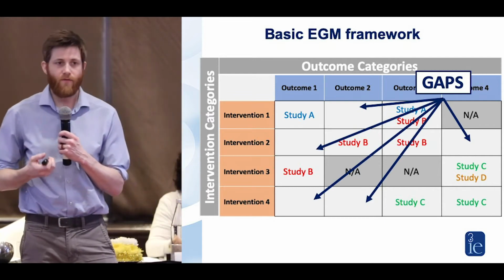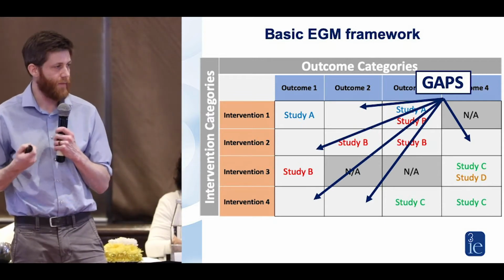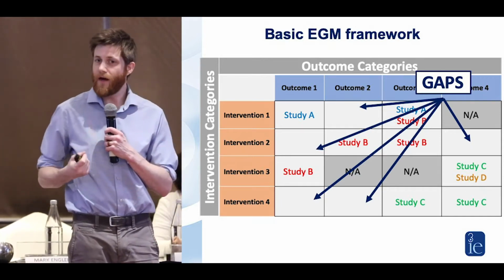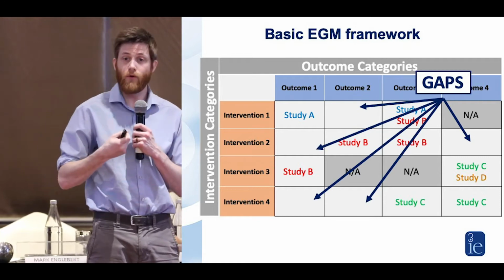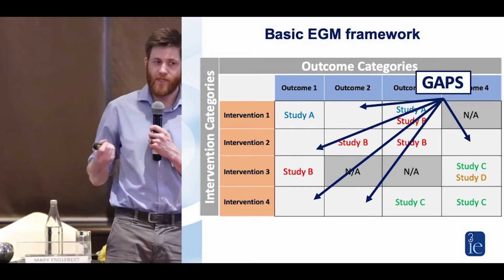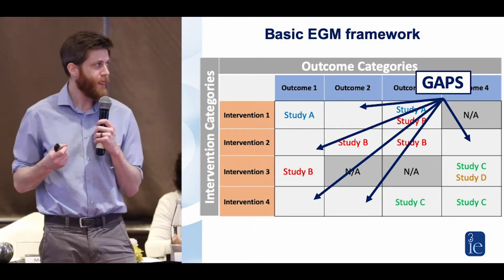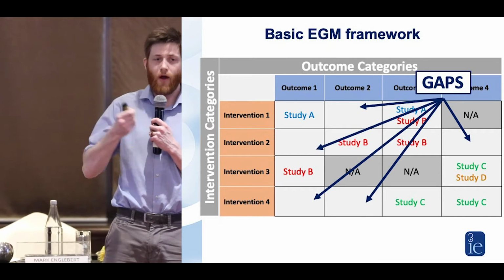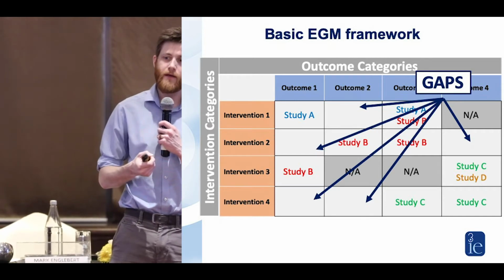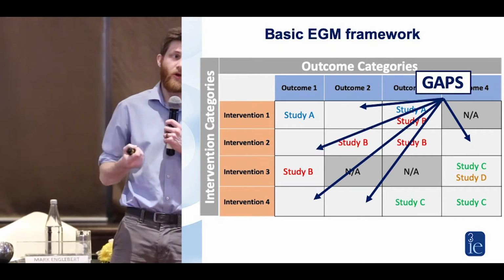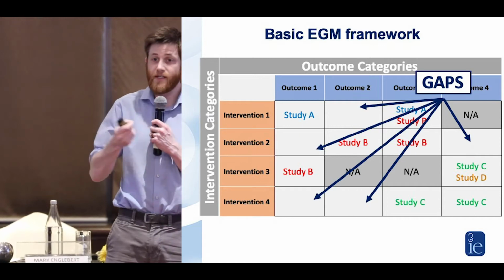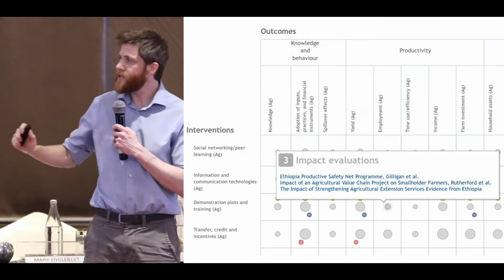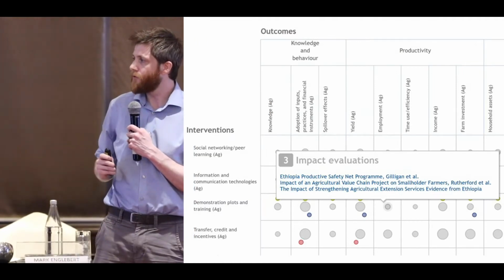Because for these evidence gap maps, we look for both impact evaluations and systematic reviews, we can identify absolute gaps where there are no impact evaluations looking at a particular intervention outcome combination. And we can also identify what we call synthesis gaps, which is where there have been a number of impact evaluations, but there have been no good high quality systematic reviews to synthesize the findings from those impact evaluations. So that's the basic idea behind doing one of these.